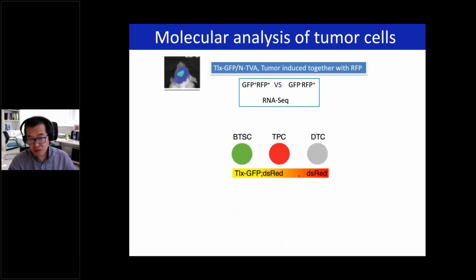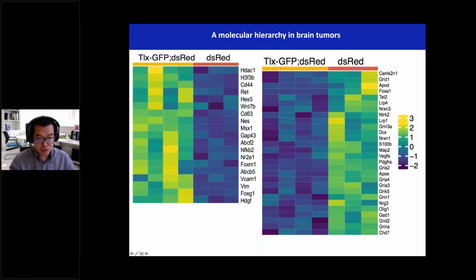We also did RNA-seq in this mouse model because we want to get the pure populations here using the Tailless GFP, but we also label the tumor cells as RFP. Then we can sort the GFP-positive RFP-positive as tumor stem cells, and GFP-negative RFP-positive as differentiated tumor cells, and then we can sequence them in the pure population, to see what's the difference between the stem cells and non-stem cells here, as indicated. DsRed cells will be non-stem cells, and you would see, of course, many stem cell genes are enriched in this GFP population, such as Tailless, Nestin, Has5. They are well-known stem cell markers.